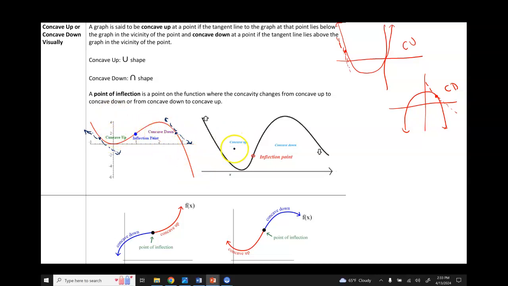Same thing over here. This is concave up because we're facing up here, and then at some point, we face up, face up, face up, and the concavity changes. And here on out, we're facing down.